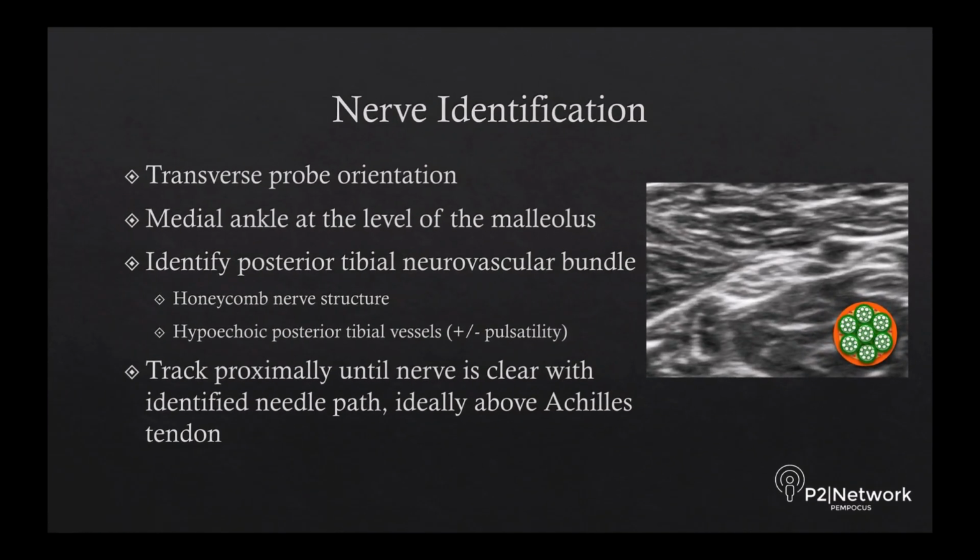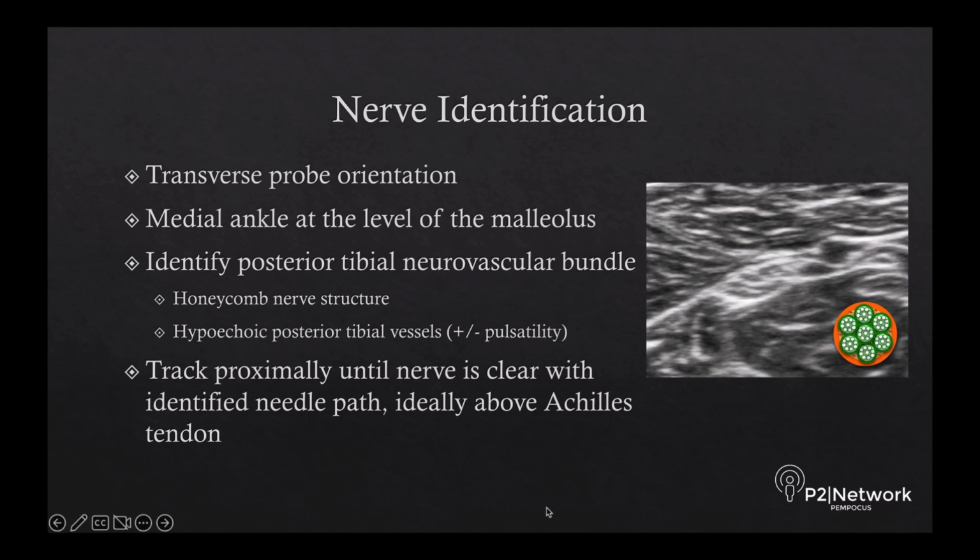You want to start with your probe oriented in the transverse axis, typically at the medial ankle at the level of medial malleolus. At this level, it's very easy to see the posterior tibial nerve with its associated neurovascular bundle shown here. We've got our nerve and a couple of the vessels in the PT neurovascular bundle. The PT nerve, just like other peripheral nerves, has a classic honeycomb structure that's easily seen here. That honeycomb structure is composed of individual fascicles of hypoechoic nervous tissue with surrounding hyperechoic connective tissue, artistically rendered here in this image.